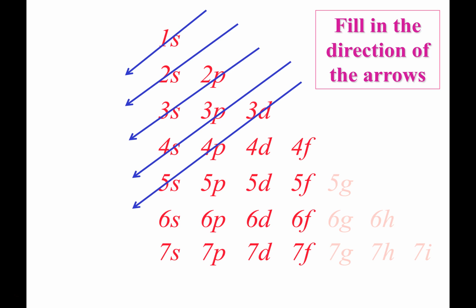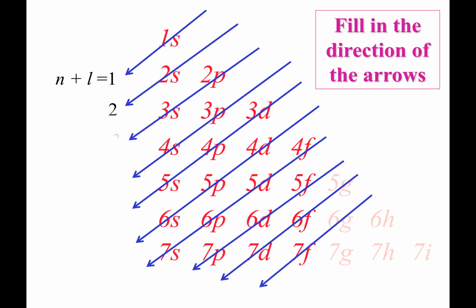So my point here, and we're going to do some examples, is we are going to start at the top of the arrow, go down. Top of the arrow, go down, top of the arrow, go down. And the Aufbau method is to build up. So these are increasing n plus L values.